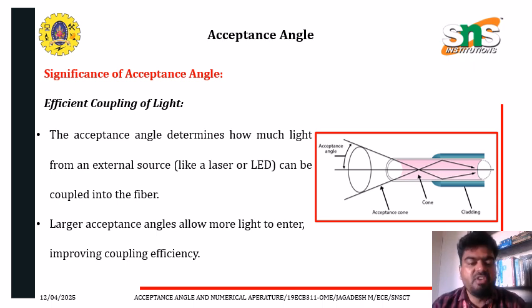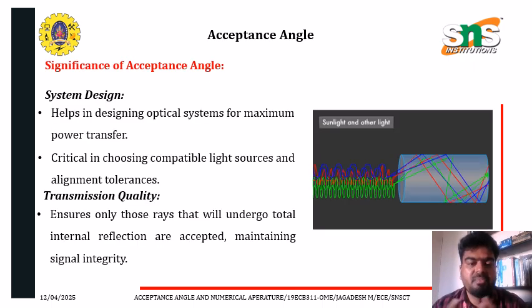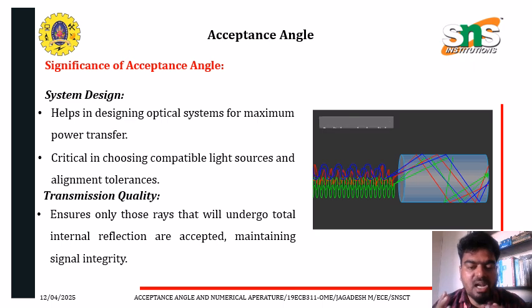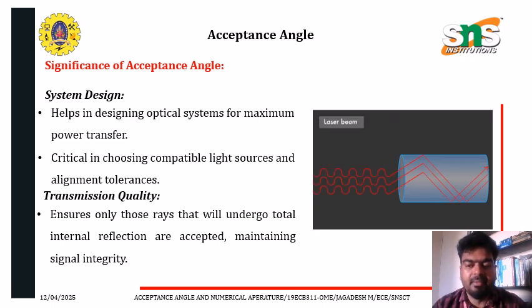So, what is the significance of the acceptance angle? The first thing is efficient coupling of light. The acceptance angle determines how much light from an external source, like a laser or LED, which can be considered as optical fiber sources, can be coupled into the fiber. A large acceptance angle allows more light to enter, improving the coupling efficiency. The next thing is system design: it helps in designing optical systems for maximum power transfer, critical in choosing compatible light sources and alignment tolerances. Then the next important thing is transmission quality, to ensure those rays will undergo total internal reflection or be accepted, maintaining the signal integrity.